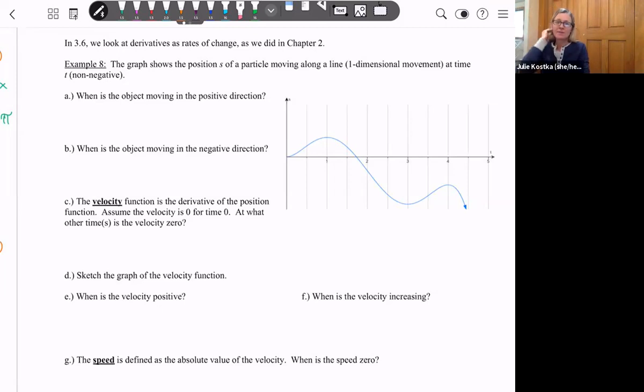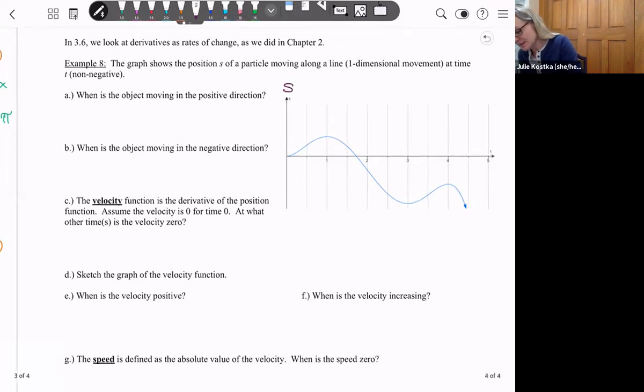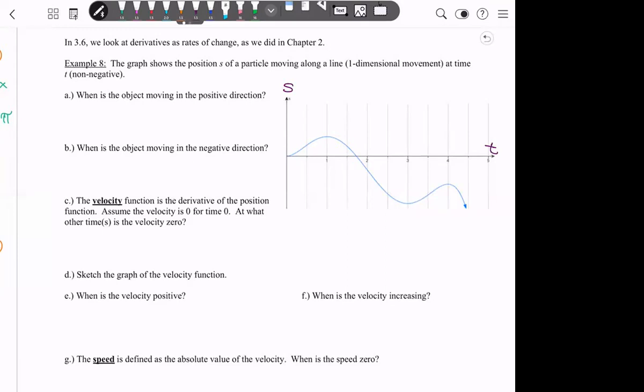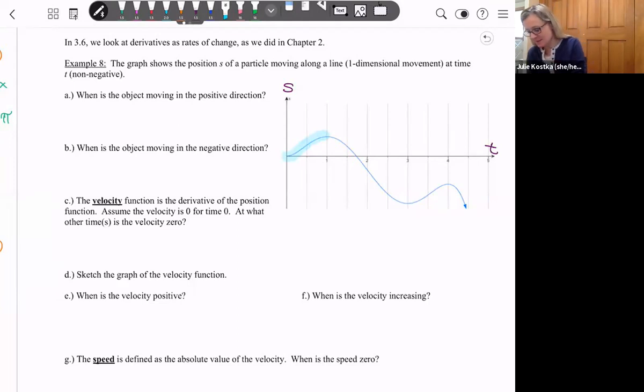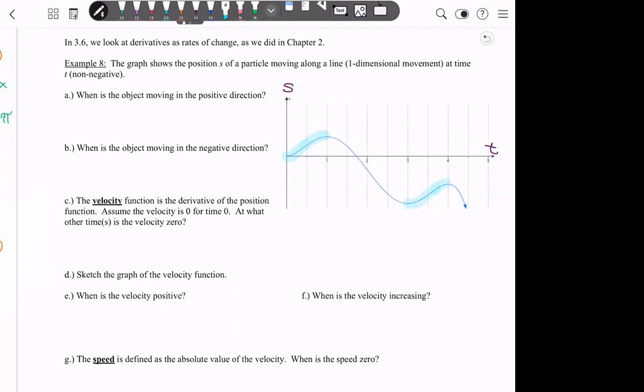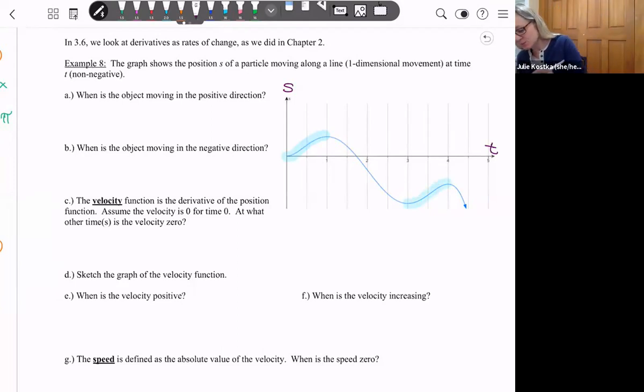Okay, so example 8, we have the position of a particle, that's this axis, moving with respect to time. When is the object moving in a positive direction? So when is the change in S positive? When, do you want the intervals? Mm-hmm. From 0 to 1, and then 3 to 4. So when we're going up, the thing is moving in the positive direction.